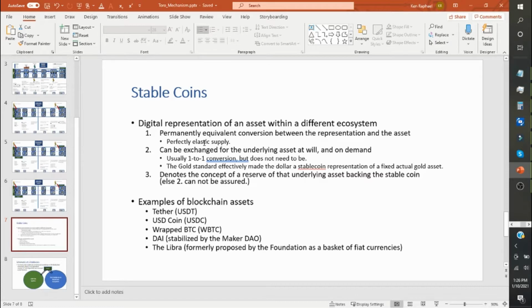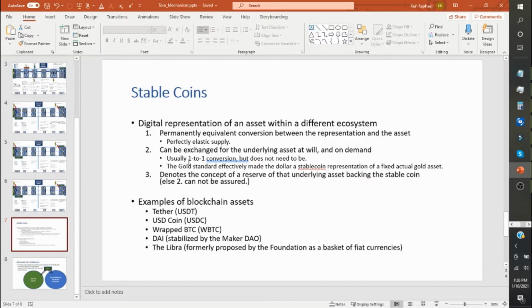Okay, so it's a kind of perfectly elastic supply situation, because if there's any form of scarcity involved, then the value of the stablecoin will go up, but the value of the stablecoin is pegged to the real world asset, and that means that there cannot be any imbalance between the demand and the supply. It must be perfect. If I need a stablecoin dollar in the blockchain world, I should be able to take my real dollar, provide it to the provider of the stablecoin, and in exchange get a stablecoin on demand. And the reverse is also the same. If I want to cash out my stablecoin dollar for real world dollars, I should be able to do that. So it can be exchanged for the underlying asset at will and on demand.